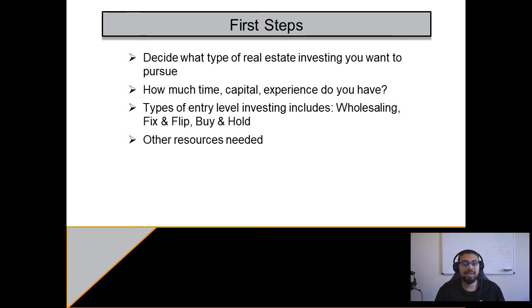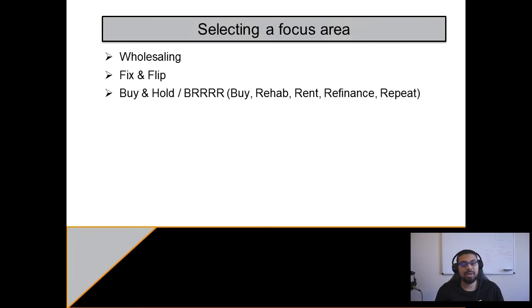real estate. So types of entry level investing include wholesaling, fix and flip, buy and hold. And then what other resources are needed? Documents, a system, a way to keep up with everything that you're doing, books, learning, websites, your tradesmen, cleaners, just all the little things that go into the real estate world, those things that you need in order to become a successful investor. You want to start to research and really think about and gain awareness of what it really takes to be a successful investor. So we're going to get started.